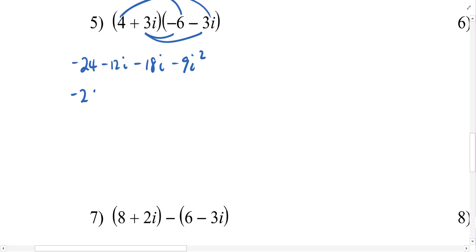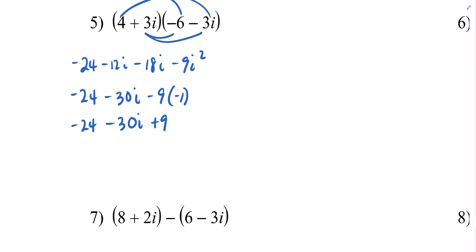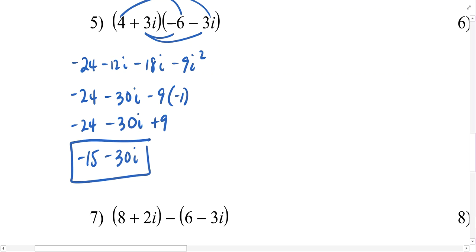I'll go ahead and combine like terms. Negative 12i minus 18i is minus 30i. And also I need to change this i squared to the number negative 1. And no changes to the negative 24 minus 30i, but negative 9 times negative 1 is positive 9. And negative 24 plus 9 is negative 15. By the time we get to the end, we have an answer that does look like a complex number with a real number component and an imaginary number component.